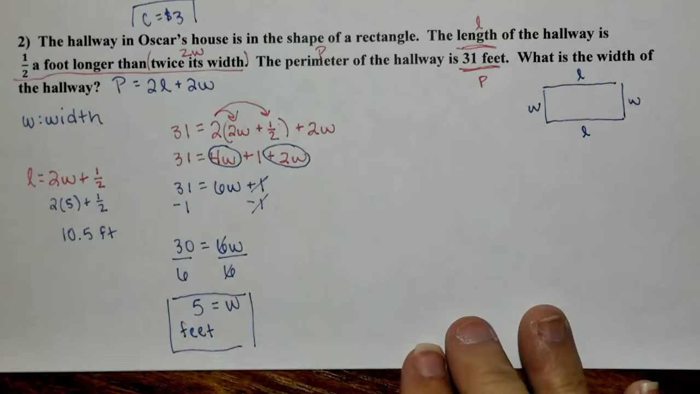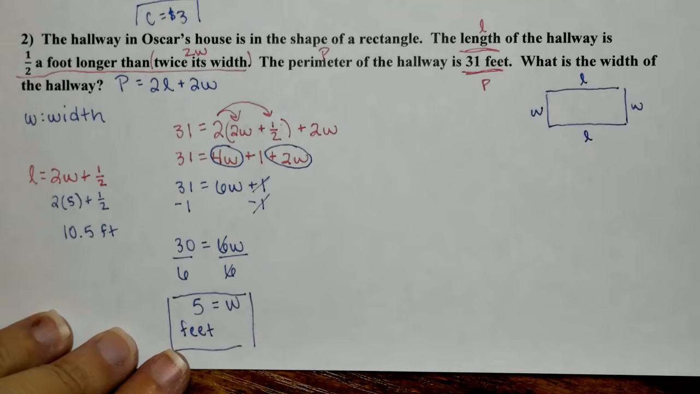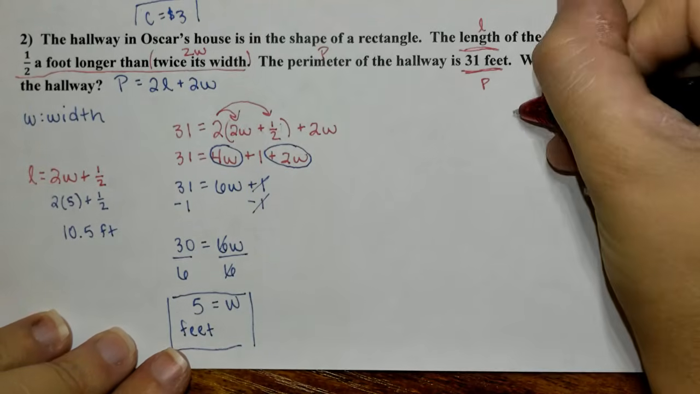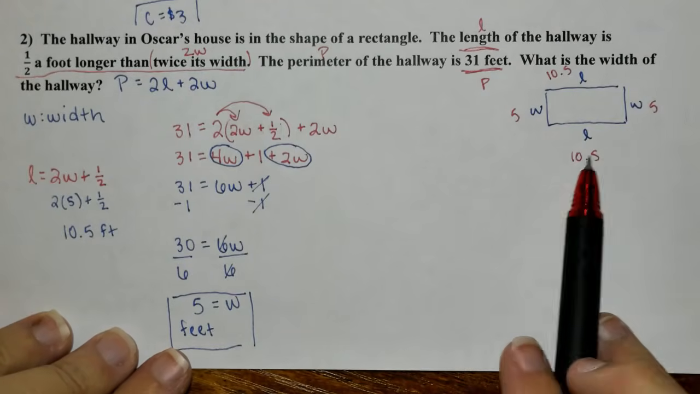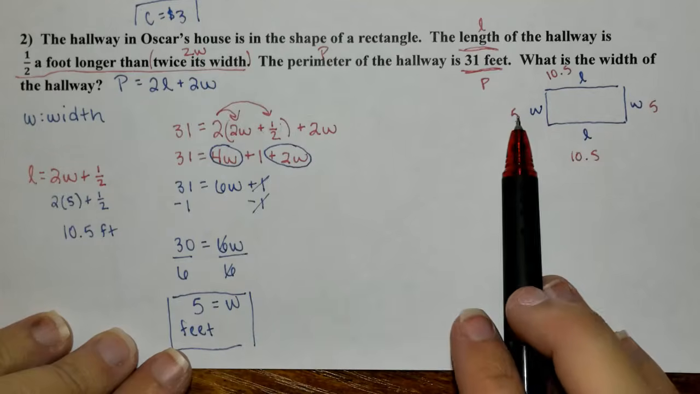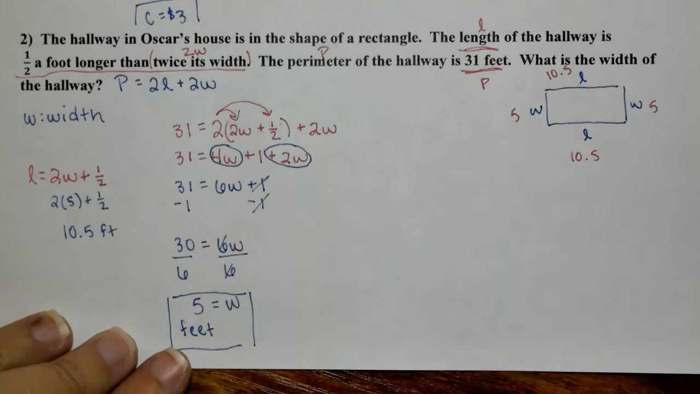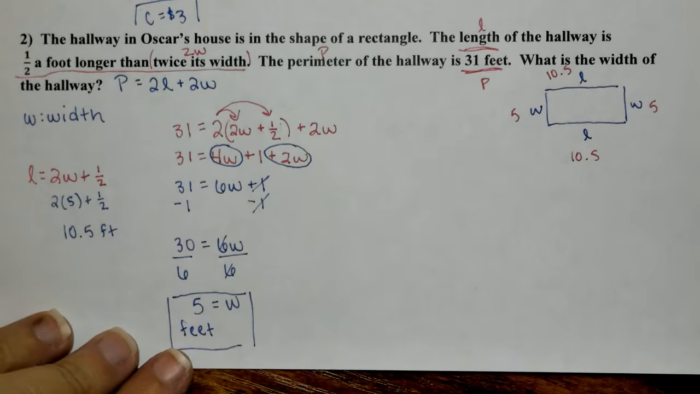Okay, and then to double check, make sure that you did it correctly. You don't have to do this, but if the length is 10.5, so both 10.5, and the width is both 5, well, 10.5 plus 10.5 plus 5 plus 5 is going to be equal to 31. That means that we did the problem correctly because the perimeter should add up to 31 feet. Okay, let's look at the back.